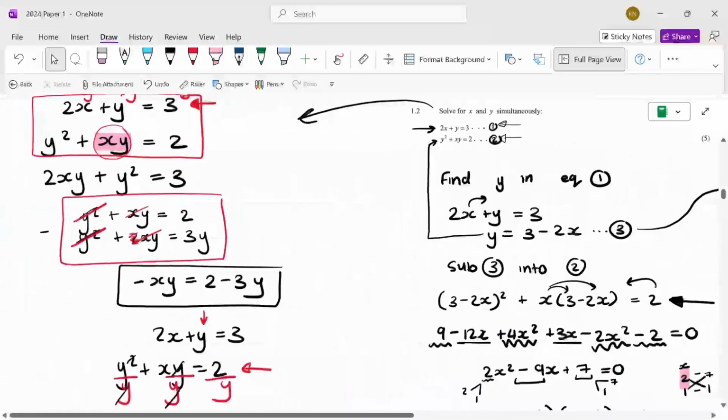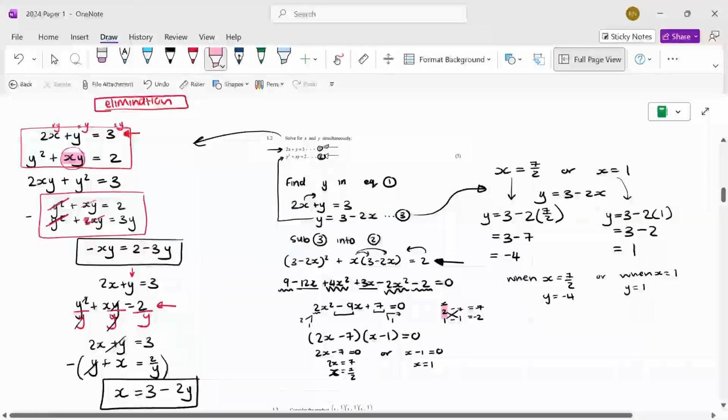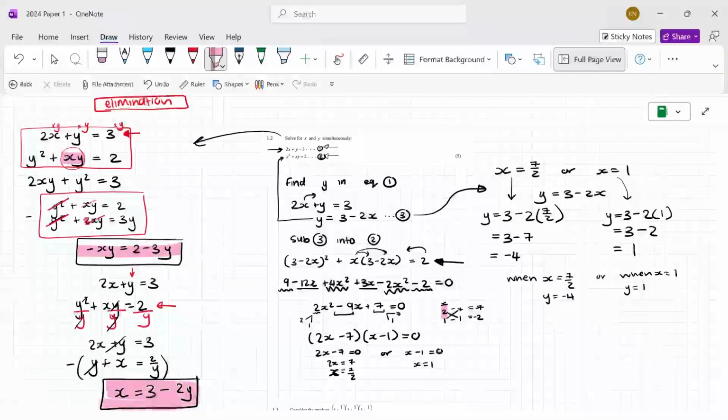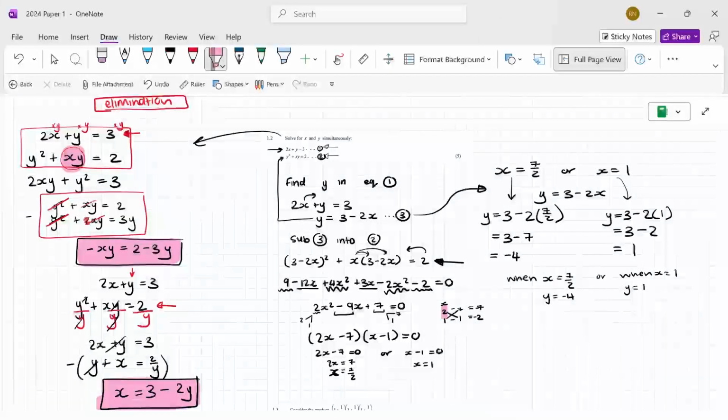Okay, so we tried to do the process of elimination, but it doesn't work because no matter what we try to do to get one of the variables to cancel out, the other variable was still in the equation that we had at the end after we subtracted. So you can't use elimination when you have both of the variables being multiplied by each other in one of the equations. Elimination is not bad. It's actually quite easy, but it wouldn't work here.